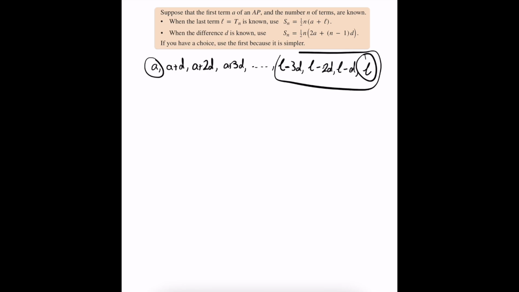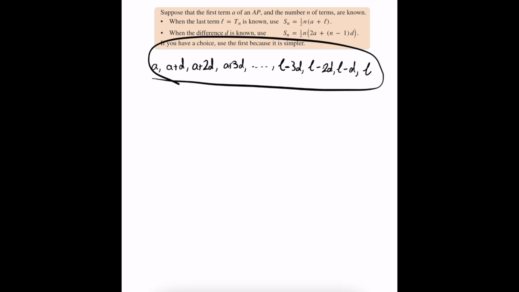Now there is another way that we can write this, and instead of A, let's consider the last term L. And we can say, well, this will be L minus 3D, L minus 2D, L minus D, and L. So we have this series that starts at A and ends at L, and we keep building up, except we can write it in a different way, phrasing it in terms of the last term instead of phrasing it in terms of the first term A.